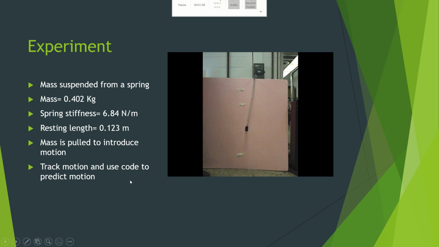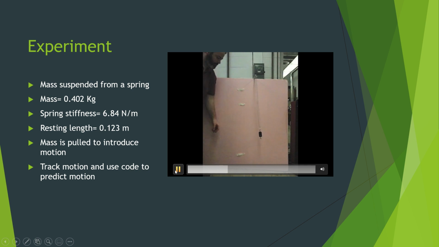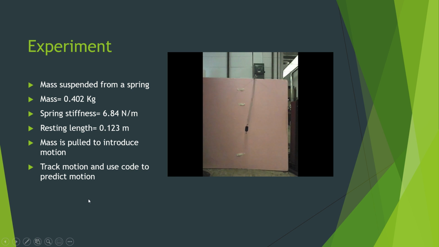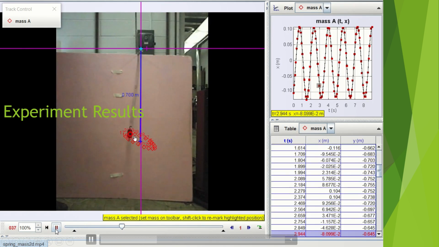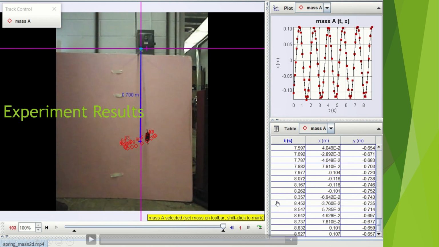So this is the video that we used to analyze. Regular swinging around. Then we plugged it into Tracker in order to get our actual data points. You can see we tracked it throughout its motion as it goes around. I tracked 100 points just to give me the most accurate data possible. And you can see the oscillating motions. This is plotted on the X and Y. This is just showing the Y for right now.